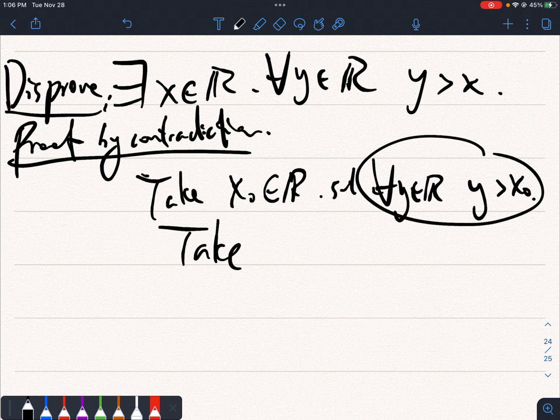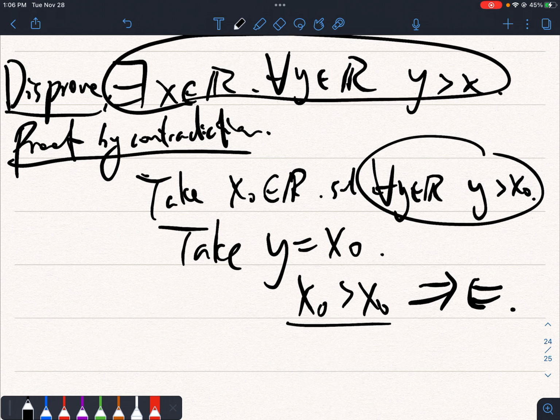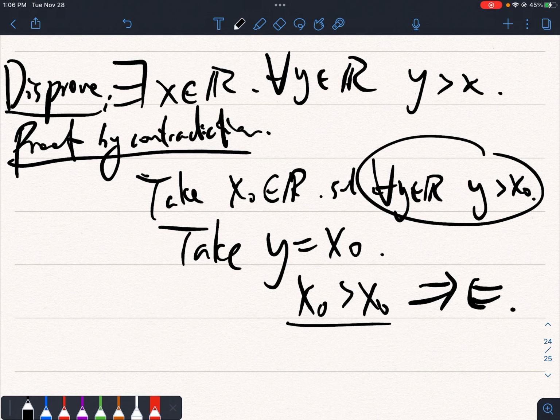Why not take y? We can choose, here it's take, because we want to deduce a contradiction. So we find a particular value to find a contradiction. We just take y to be x naught itself. Then it says x naught is bigger than x naught. It's clearly false, right? Which means this is not true. Which means this is false. Okay, so this is proved by contradiction.